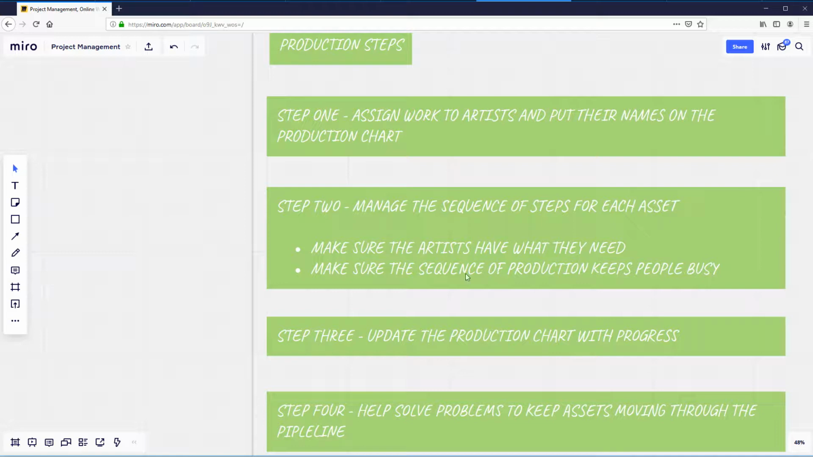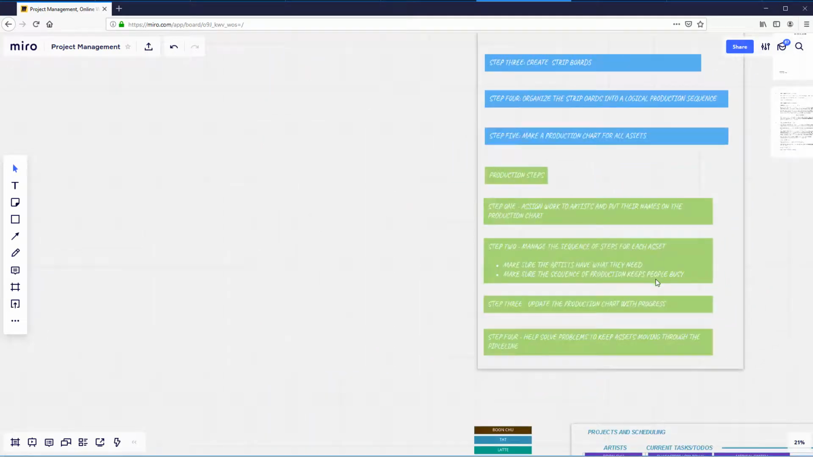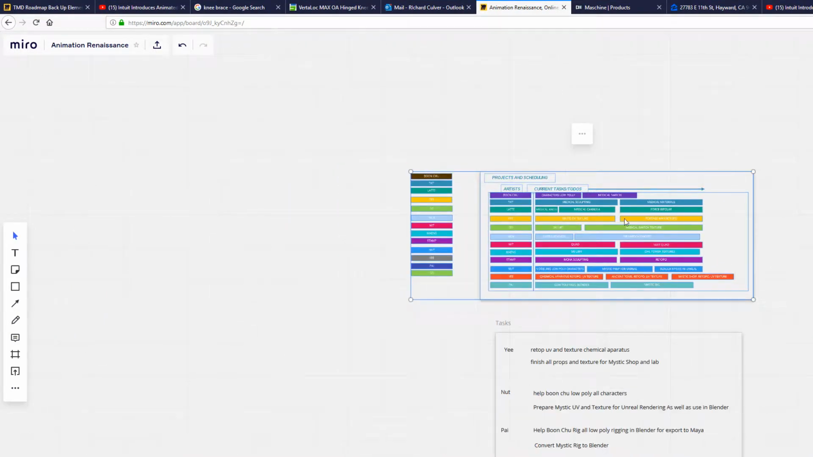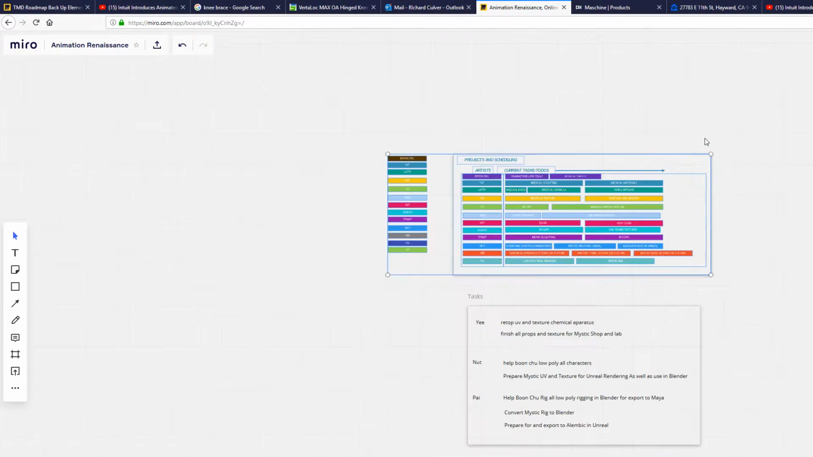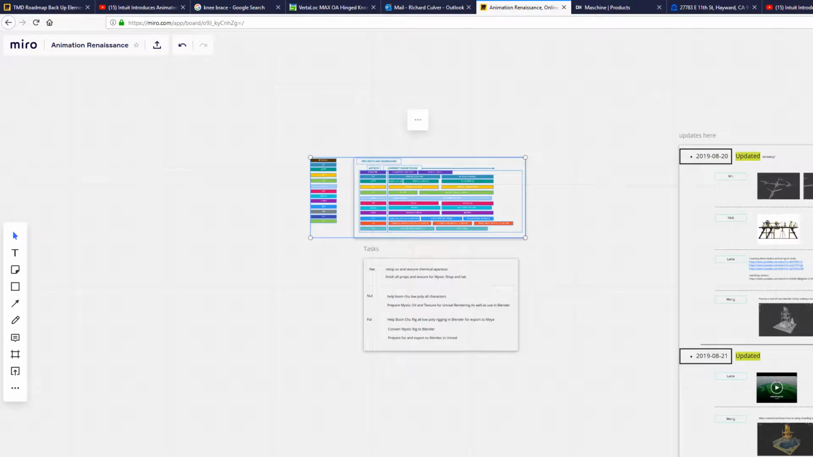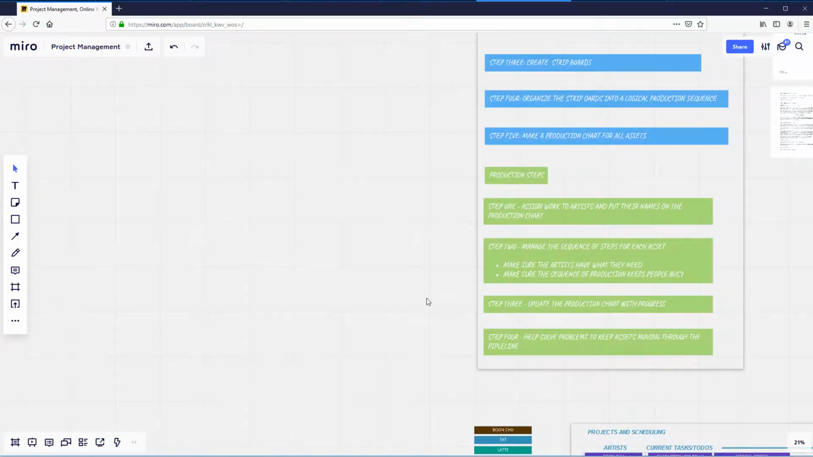And then step two is manage the sequence of steps for each asset. What I mean by that is make sure the artists have what they need. Make sure the sequence of production keeps people busy, right? And that kind of works back to here, when you realize I have to deal with this every day, because somebody's finishing something and I haven't given them the next thing to do, and that's never good.